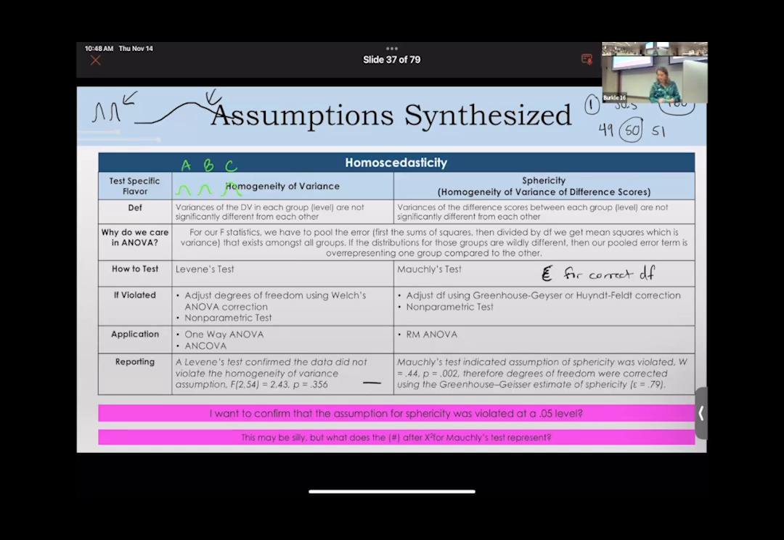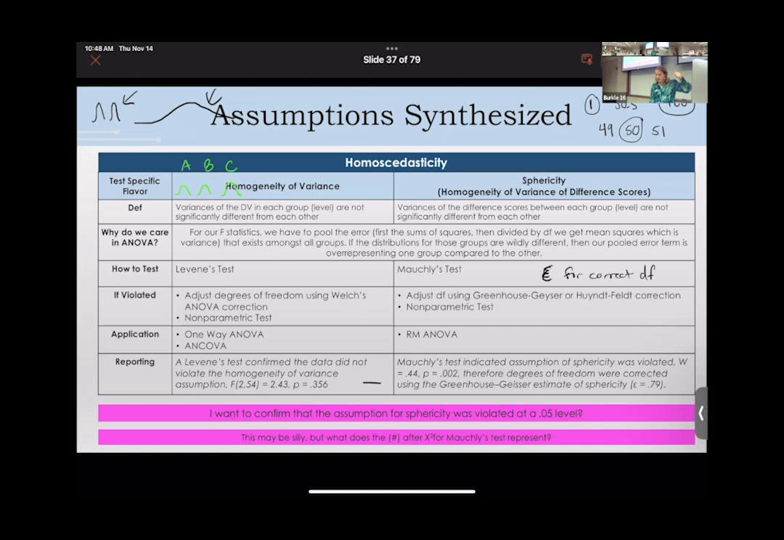How do you report it? A Levene's test confirmed the data did not violate the homogeneity of variance assumption. Remember, anytime you make a conclusion based on stats, you have to report the stats. Mauchly's test indicated that the assumption of sphericity was violated. It's fine for you to just say W. You don't need to give the chi-square.